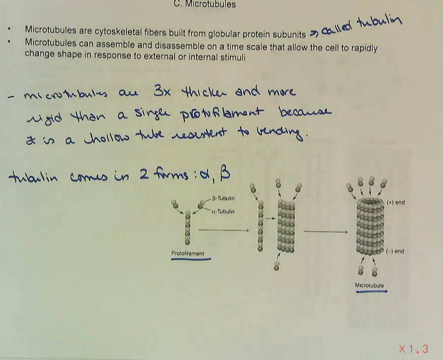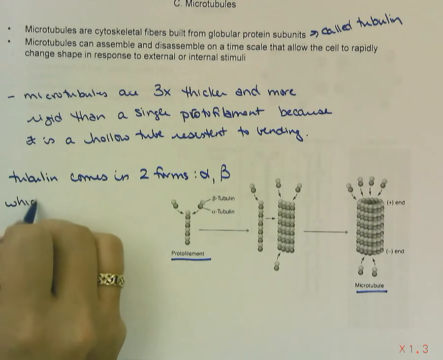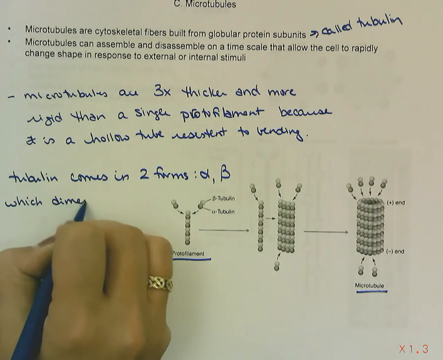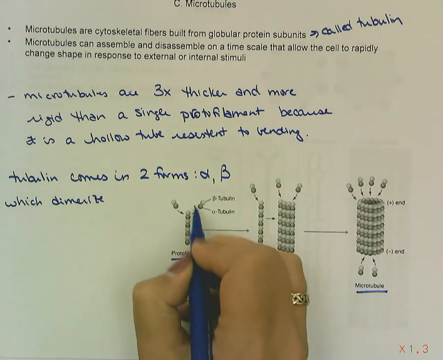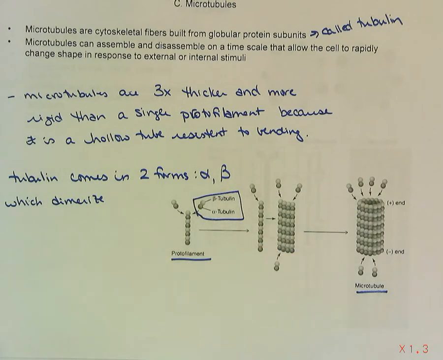Tubulin comes in 2 forms, an alpha form and a beta form, which dimerize. Which they are showing here, that an alpha and a beta tubulin have to dimerize together in order to be able to assemble into the protofilament.